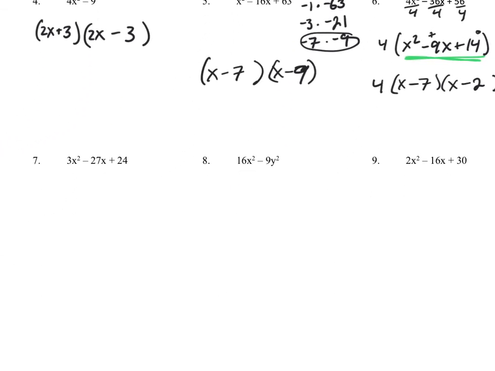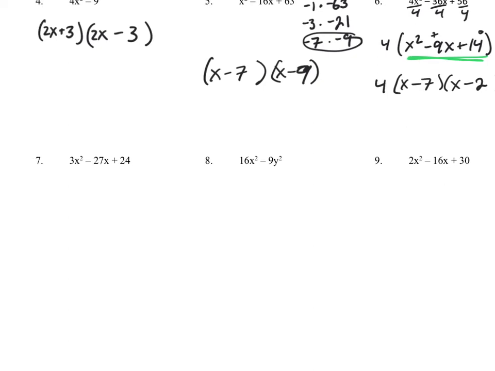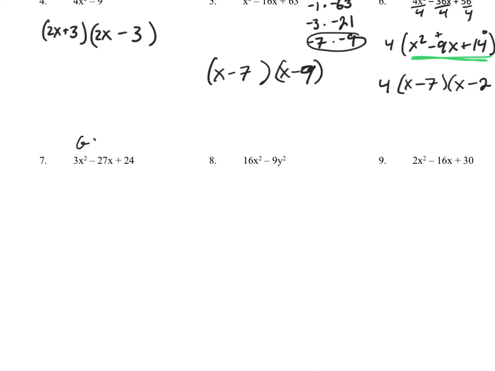Okay. Again, we have a trinomial here, but we don't know if it's factorable yet, so let's try it out. So we want to look first for a greatest common factor. We have one. Our greatest common factor is going to be 3 here. No variable part, so our greatest common factor is 3. So let's factor that out. So we're dividing everything by 3. We're going to end up with an x squared minus 9x plus 8.